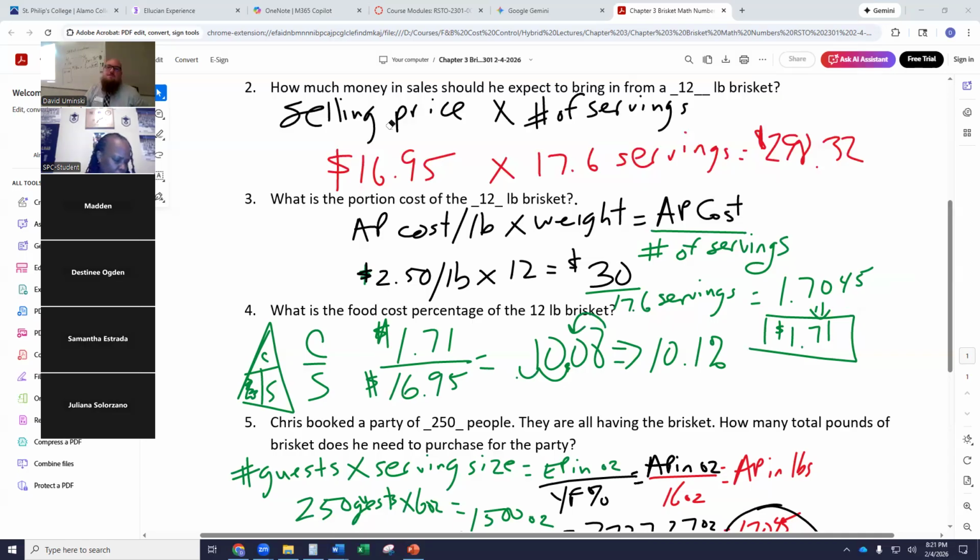All right. So then what is the food cost percentage of the 12-pound brisket? So our percentage we're looking for, so we have cost divided by sales. So I do $1.71, that's the cost of my portion, divided by what I sell my portion for. Bless you. So I divide $1.71 by $16.95. I get my decimal, round everything up, and it becomes 10.1%.